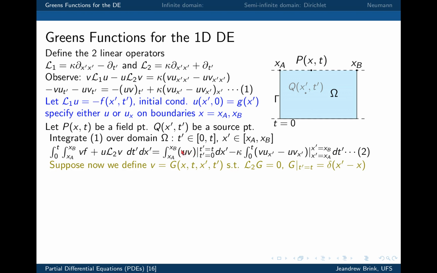Okay, so that then helps us deal with this term. At t prime equals 0, we know what u is. It's g of x, so that one is fine. And we also know what v is if it obeys these properties, so that one is fine as well. And so the final part is to look at this thing over here, but that one is easy.